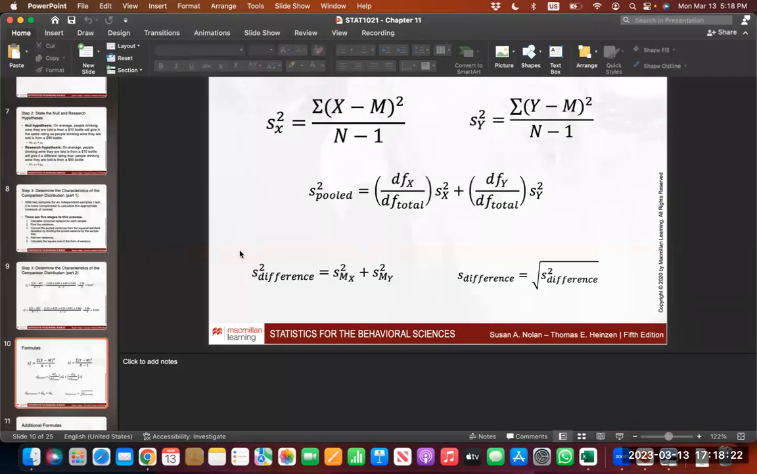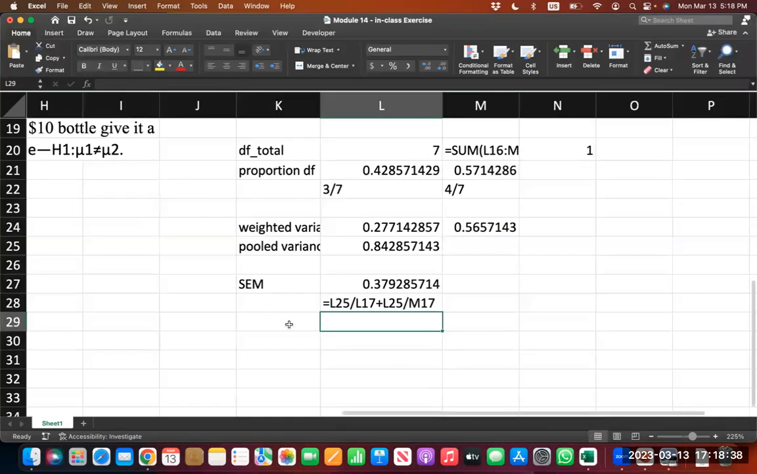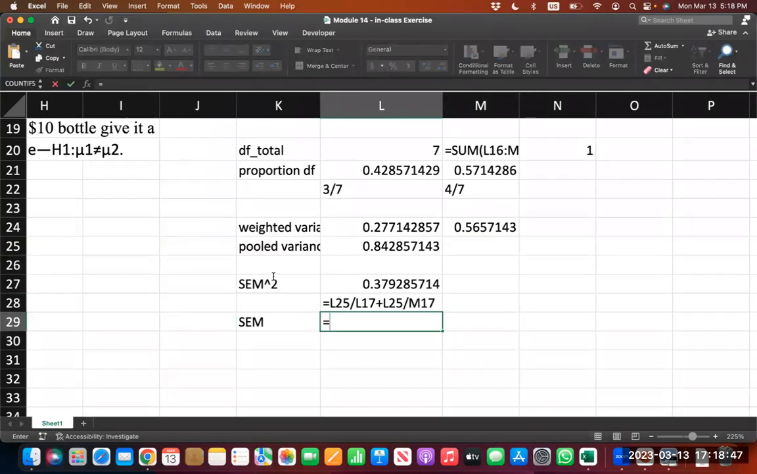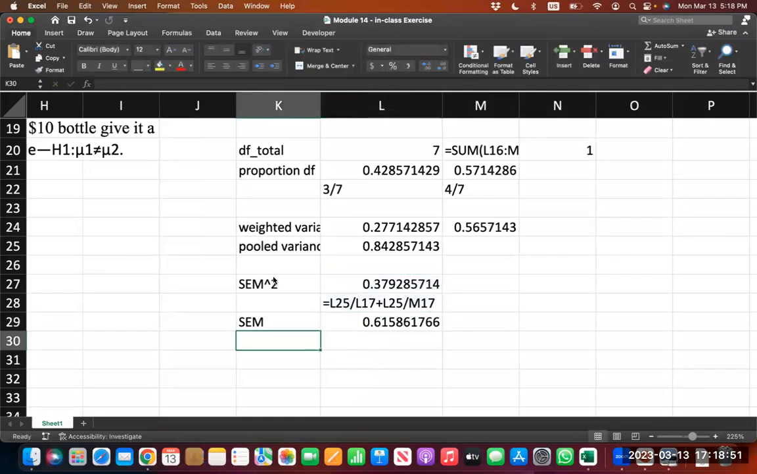That gets us to the standard error of the differences of means. Employing the square root will get us to what we know as the standard error of the mean. So this is actually the standard error of the mean squared. So now the standard error is basically the square root of this.